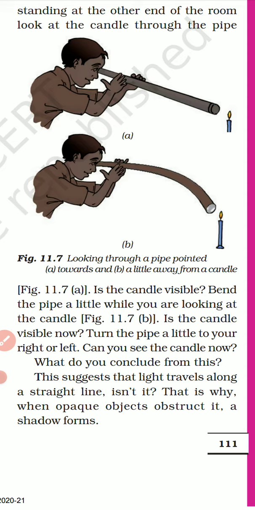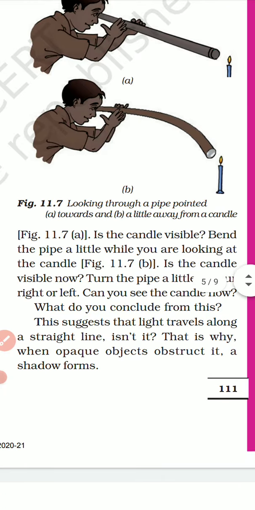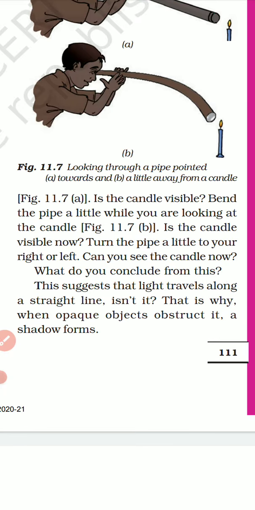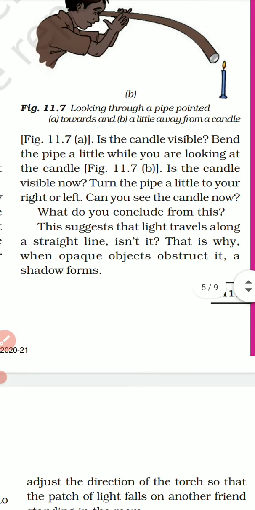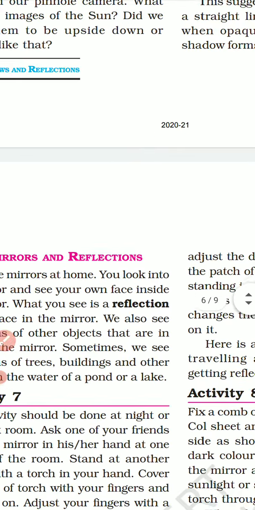What do you conclude from this? This suggests that light travels along a straight line, isn't it? That is why when opaque objects obstruct it, a shadow forms, okay. So when an opaque object comes in the way, in the path of light, it forms the shadow. Alright. So here also you are not able to see the candle because light only travels in a straight line and you have bent it so it won't be visible to you.